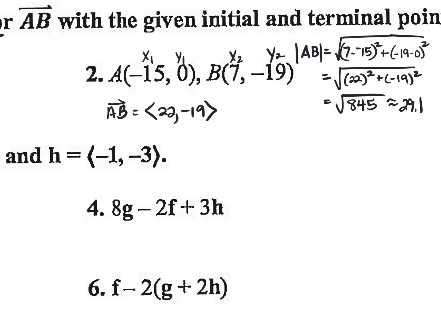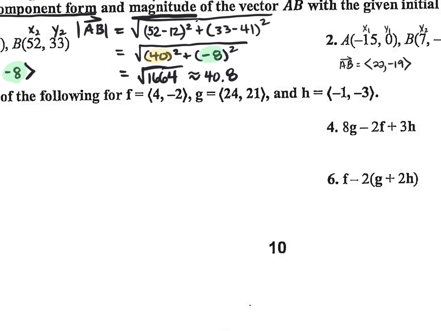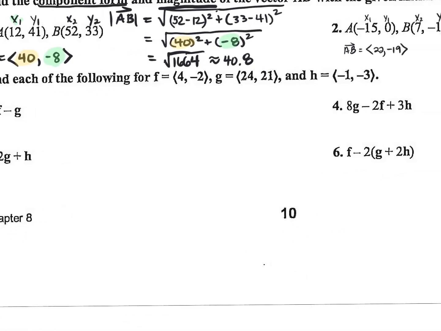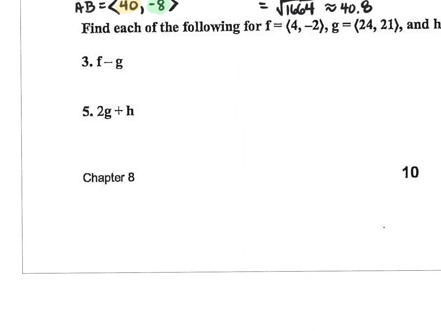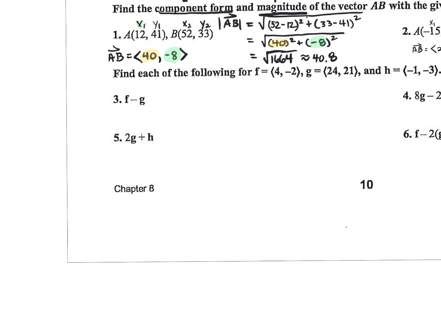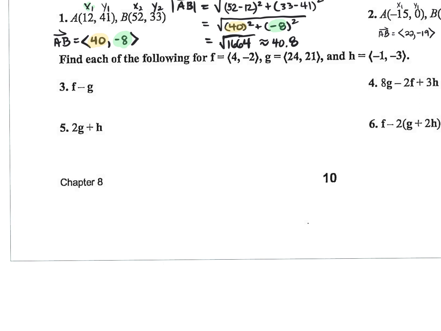All right. How we do? Do pretty good? All right, so let's try a couple more of these down here. Why don't you try number 5, 2g plus h for me. So try number 5.